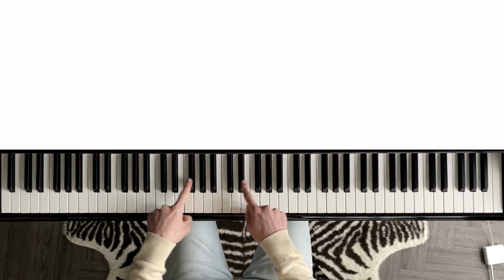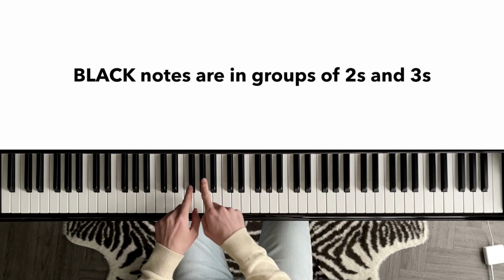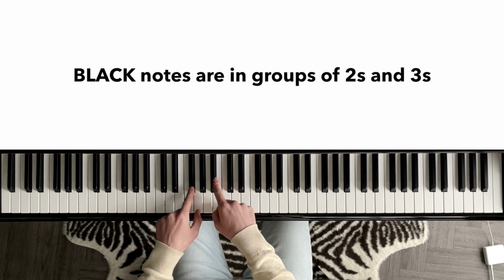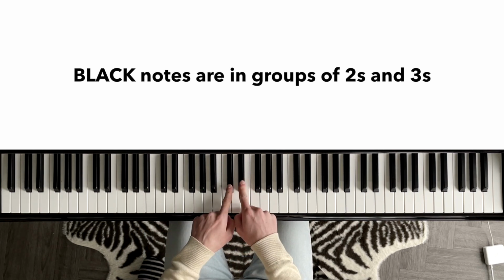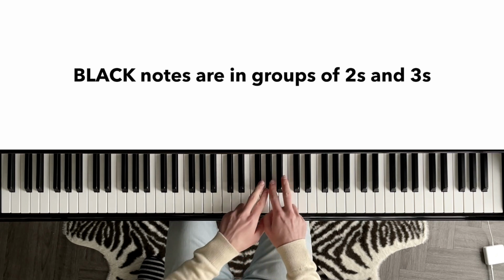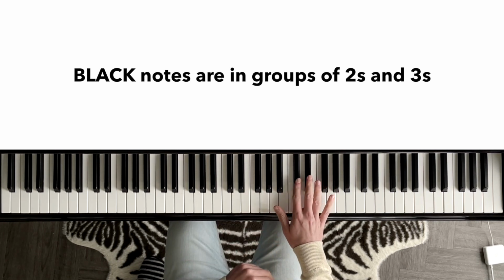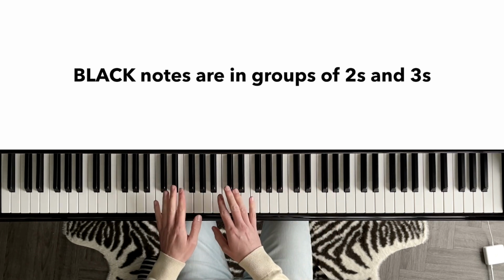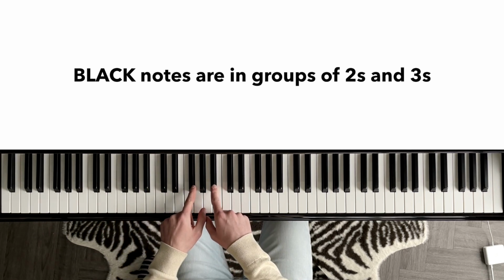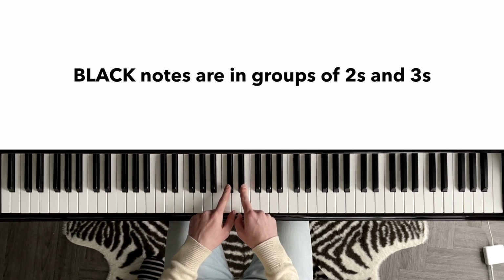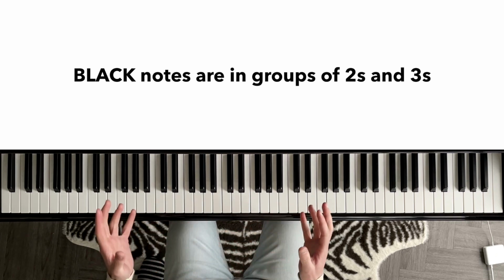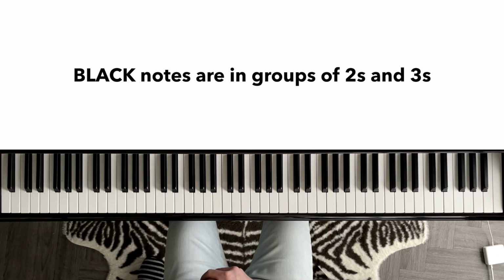If you look at the black notes, you can see that there is 3 blacks next to each other, then there's a little gap, then 2 blacks next to each other, a gap, another 3 blacks, a gap, another 2 blacks, a gap. So we can easily distinguish between groups of 3 blacks and groups of 2 blacks. And this is going to be our guide or reference point when trying to identify notes.